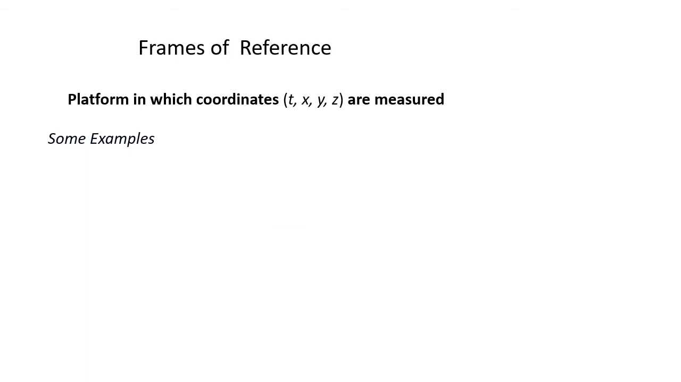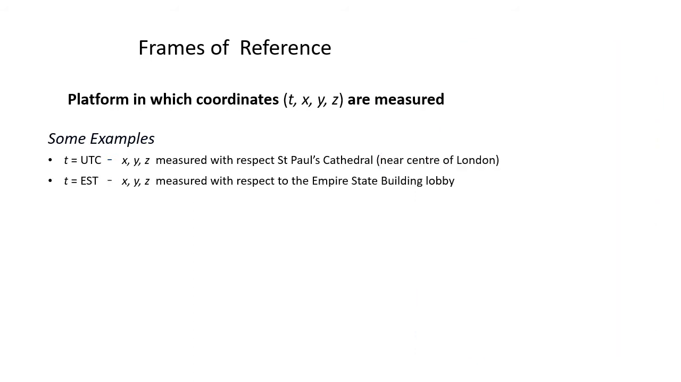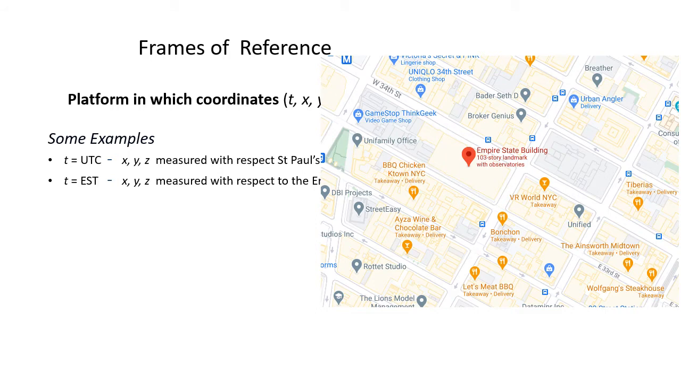A key concept here is a frame of reference. That's a platform on which our space-time coordinates are measured. If we wanted to measure the coordinates of an event in London, we might use time coordinate of GMT, that's more correctly called UTC, and measure our space coordinates perhaps with the centre of St. Paul's Cathedral as our origin. If we were looking at an event in New York, we might use Eastern Standard Time and measure our spatial coordinates with respect to the lobby of the Empire State Building.